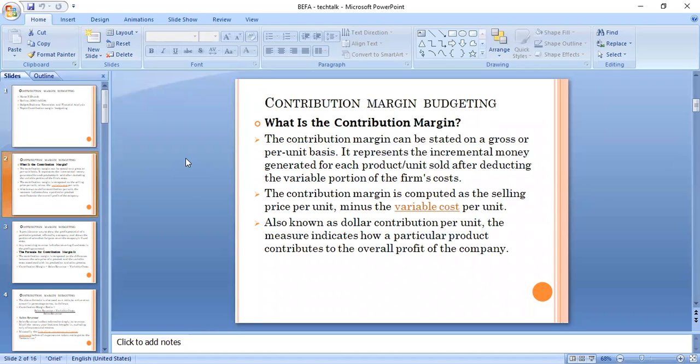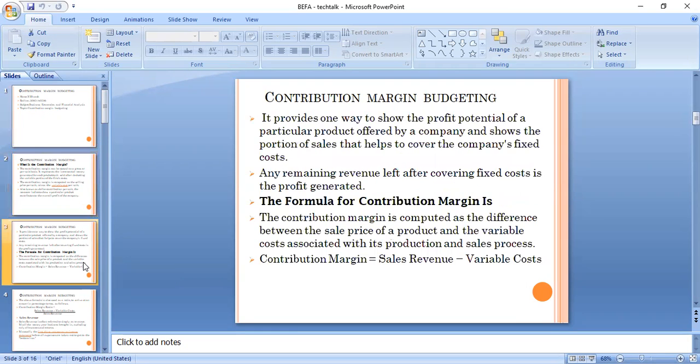What is contribution margin? The contribution margin can be stated on a gross or per unit basis. It represents the incremental money generated for each product or unit sold after deducting the variable portion of the firm's cost. The contribution margin is computed as the selling price per unit minus the variable cost per unit, also known as dollar contribution per unit. The measure indicates how a particular part contributes to the overall profit of the company.